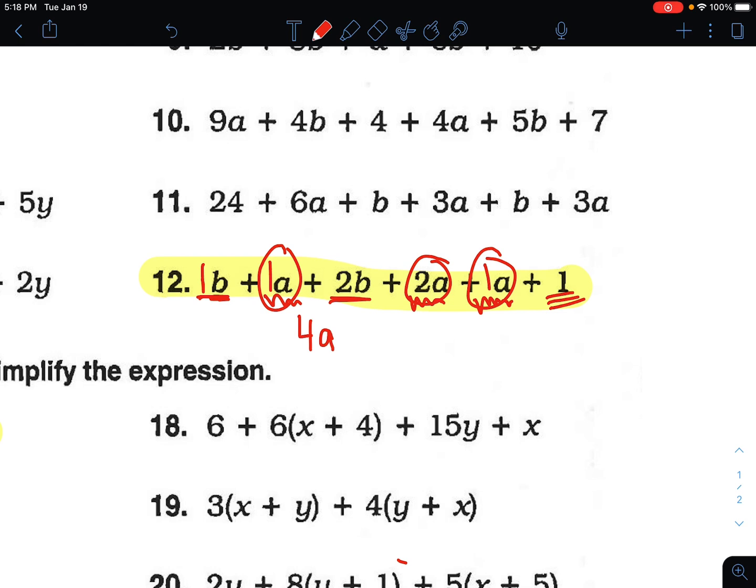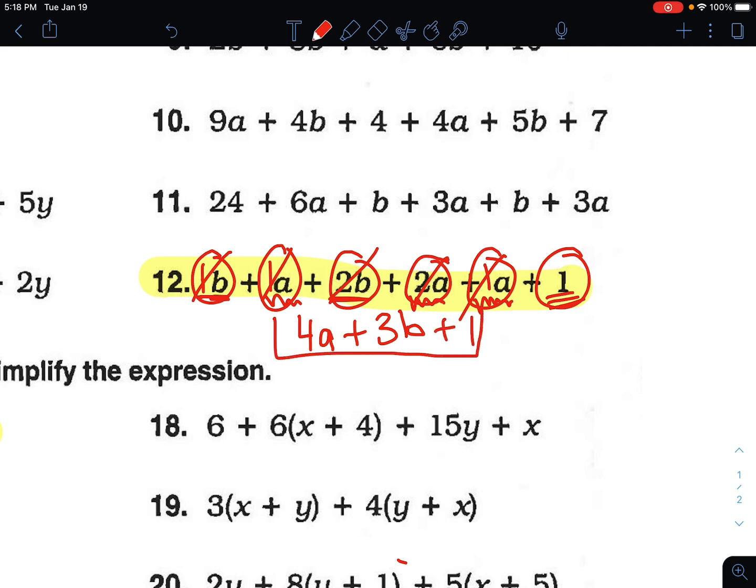All right, what do we have next? Let's do the b's. I may want to cross those off when I'm done with them. We have 1b plus 2b, and that's it. 1b and 2b is 3b's, so plus 3b. And finally, I have this 1 hanging out over there by itself, so plus 1. And that's our answer: 4a plus 3b plus 1.